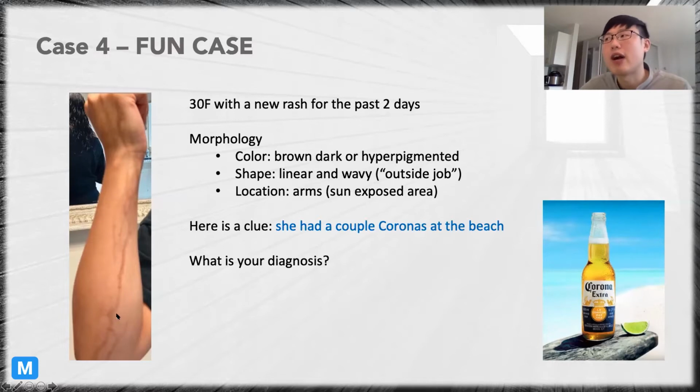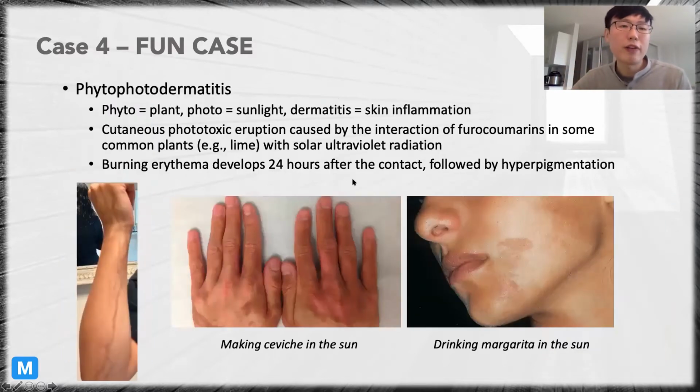This will make you think of an outside job. And then in terms of location, this is on the arms. Again, you want to think of a sun-exposed area. And then the clue for you guys is this patient had a cup of Corona beers at a beach. You may not know the diagnosis, but if you do, the history and morphology should make you think of one particular diagnosis, which is lime plus sun. And the diagnosis is actually phytophotodermatitis.